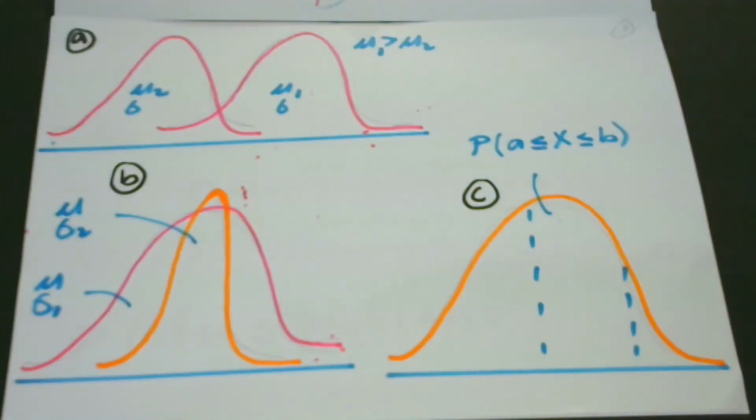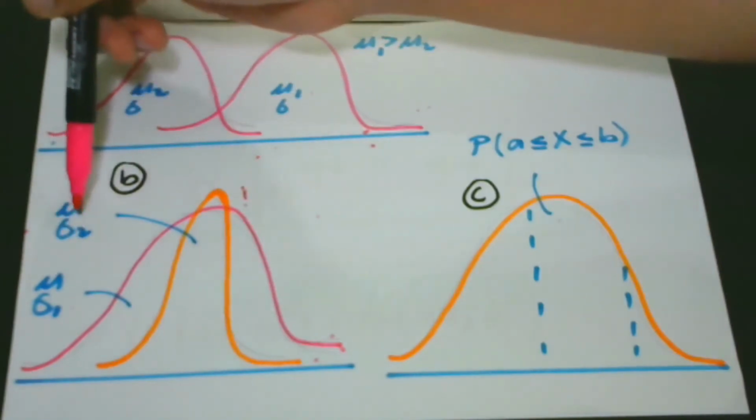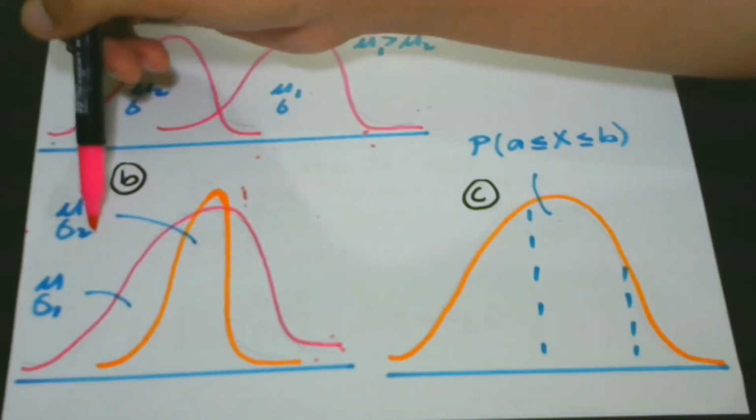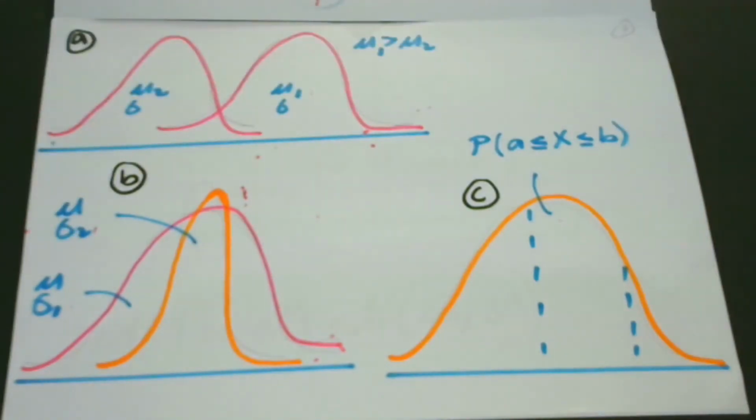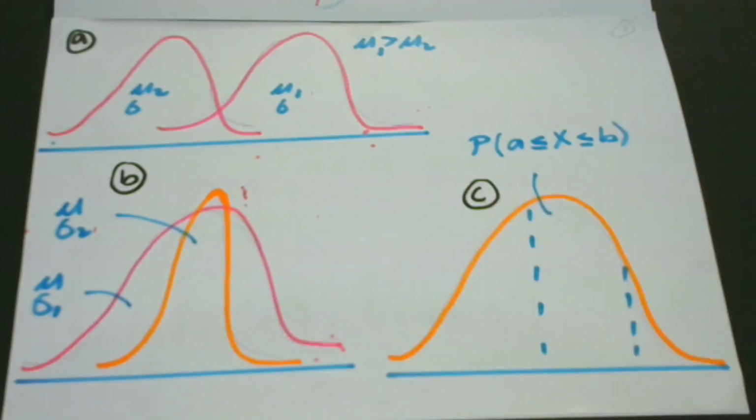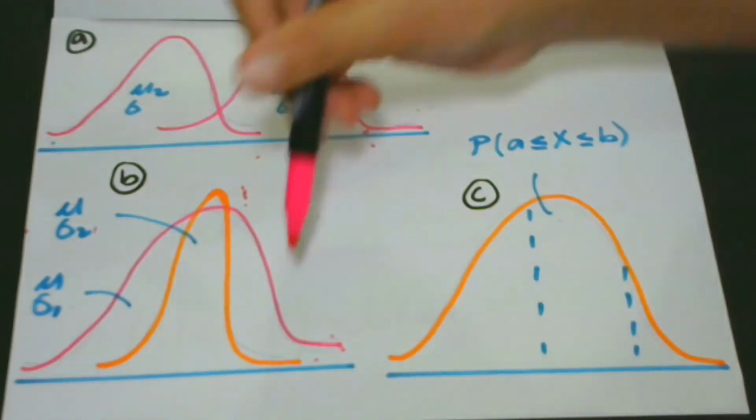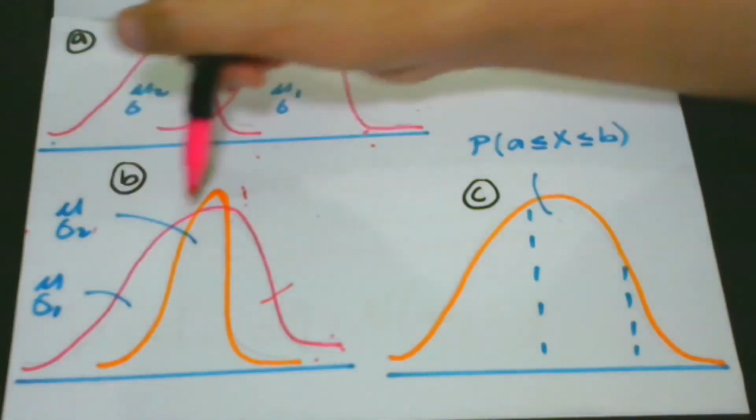As you can see, standard deviation 1 is greater than standard deviation 2, but of course their mean is the same. Because of this, the normal curve with standard deviation 1 is more spread than the normal curve with standard deviation 2.